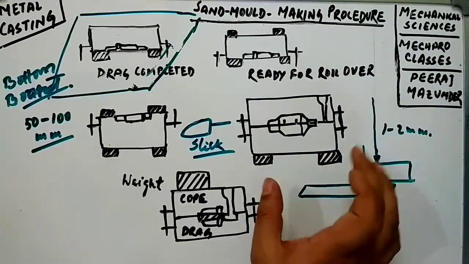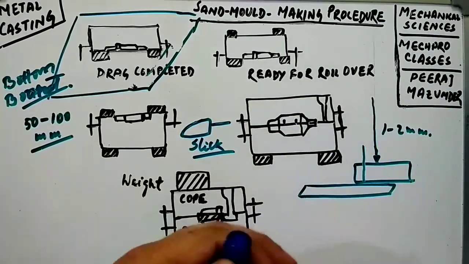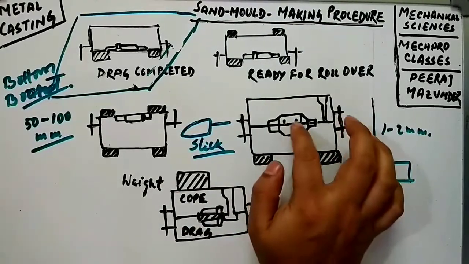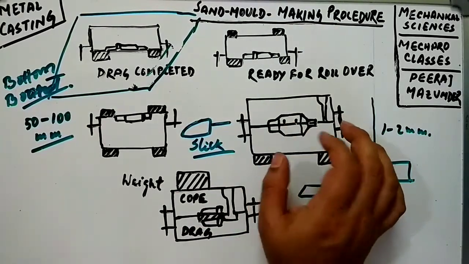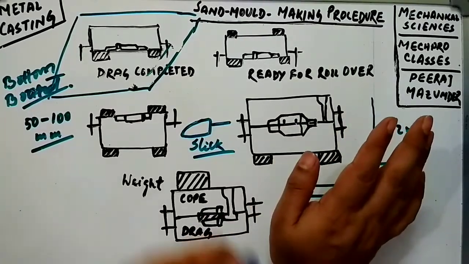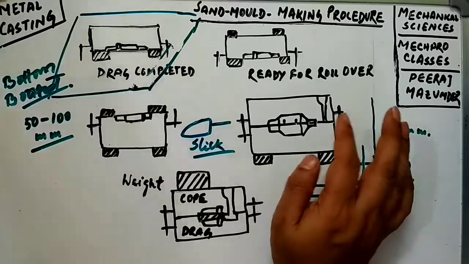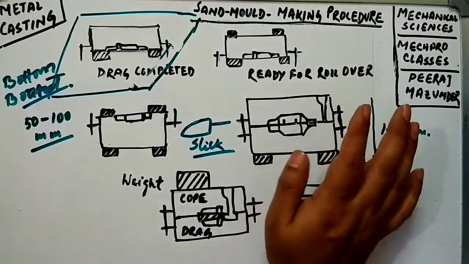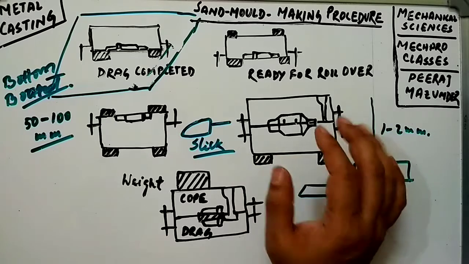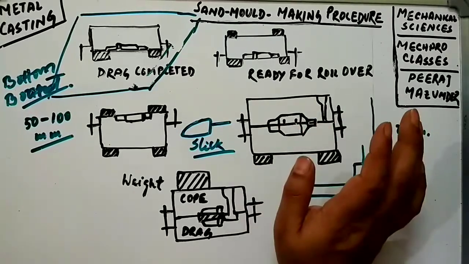Now, dual pins. Look, these are the dual pins, shown over here. You have to align it with the help of these dual pins itself. Now the cope box on top of the drag is located, aligning again with the help of these pins.